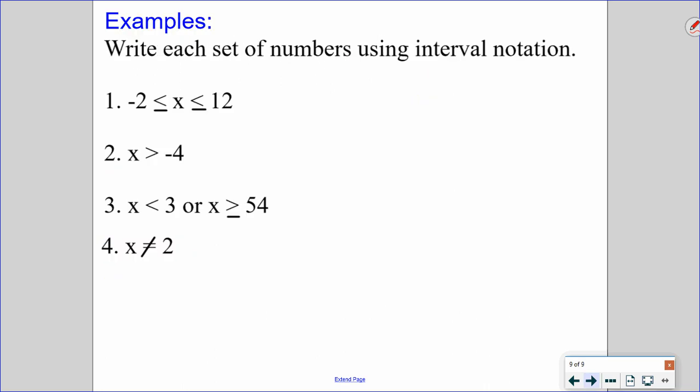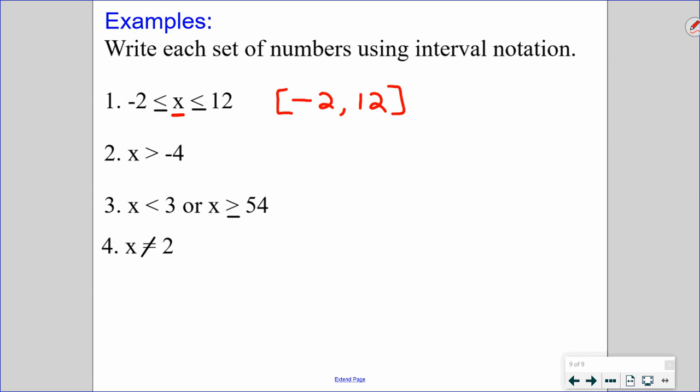Okay, let's look at some examples. We want to write each set of numbers using interval notation. So the compound inequalities, I think, are pretty easy. If it's an and compound inequality, where x is right here in the middle, all you have to do is represent your endpoints, and then just figure out whether to use parentheses or brackets. So because it's less than or equal to on both numbers, I would use a bracket on both. Okay.